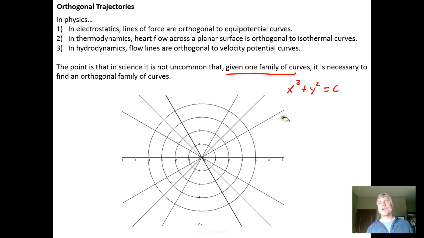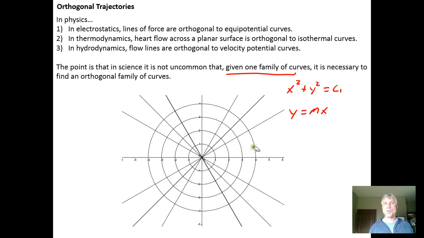And the idea is we want to find a family of curves that is perpendicular to this family, or orthogonal to this family. So what are the orthogonal trajectories to the family of curves, the set of all circles centered at the origin? It turns out that it's going to be the set of all lines centered at the origin. So the set of all lines, y equals mx. This is the set of all lines centered at the origin. This family of curves is perpendicular to the set of all circles centered at the origin.